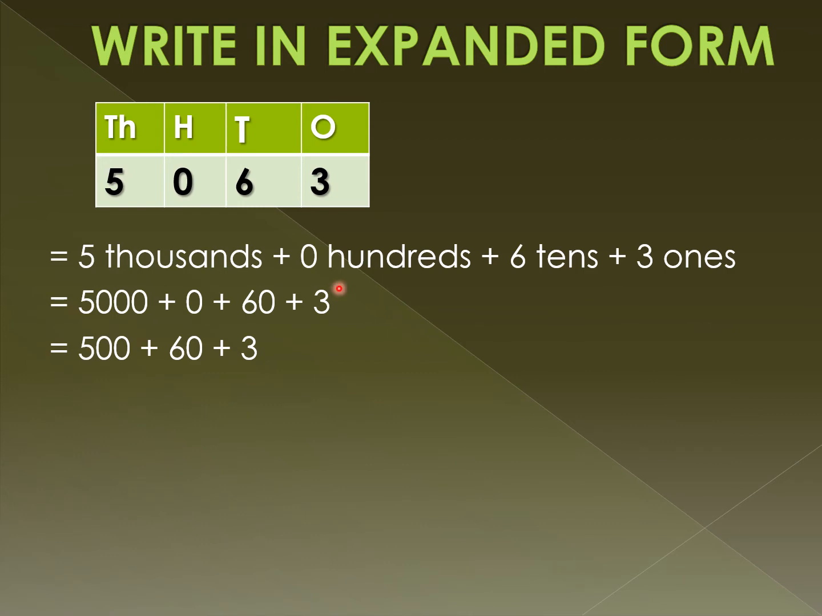So here we go. We have 5 thousands plus 0 hundreds plus 6 tens plus 3 ones. Now, if we want to write it only in numbers and not in words, we simplify it as 5,000 plus 0 plus 60 plus 3. And since 0 has no value, we can remove it and we can simply write 5,000 plus 60 plus 3. So 5,000 plus 60 plus 3 is the expanded form of the number 5,063. Let's look at another example.